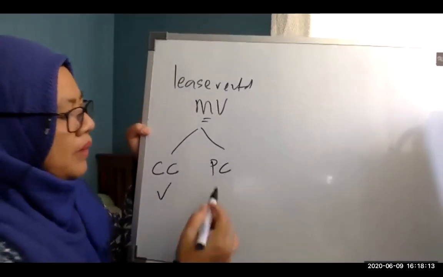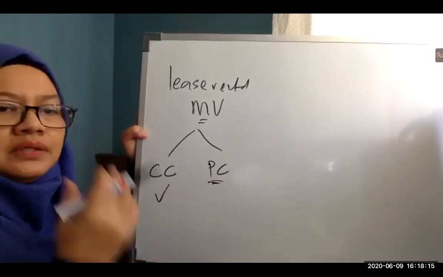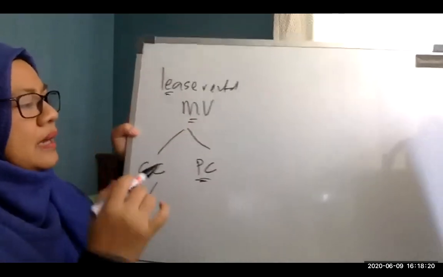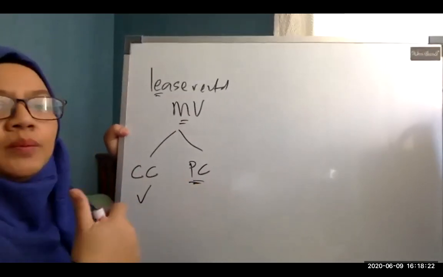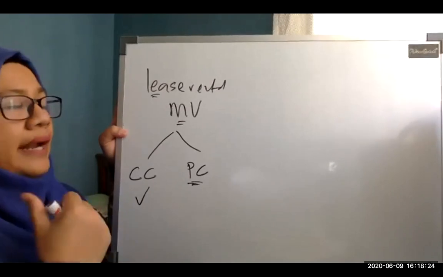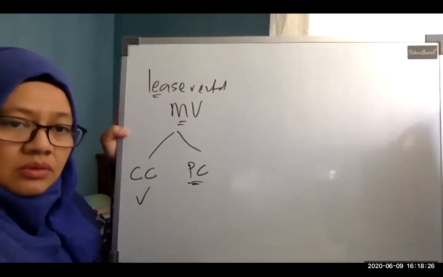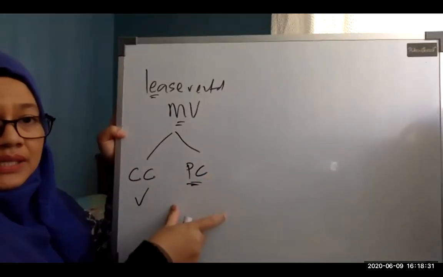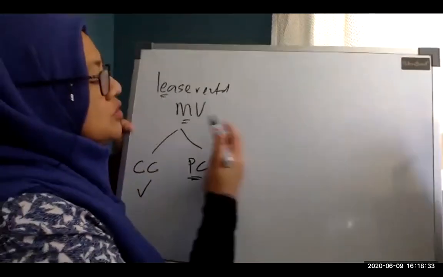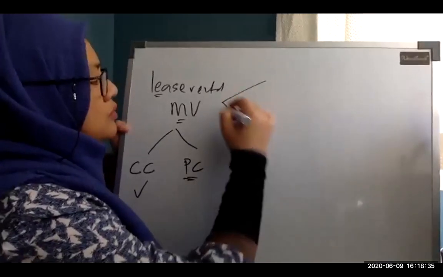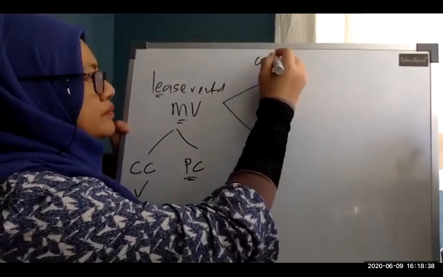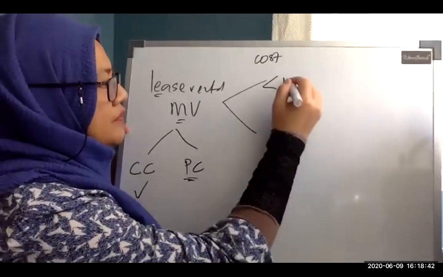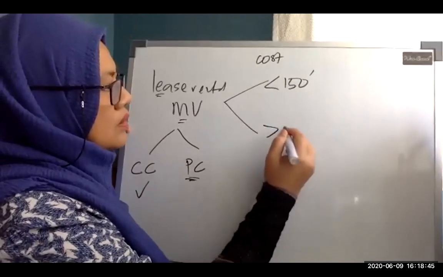But when you talk about passenger car, you refer to car lease rental lah, right? The company pays for lease rental on the passenger car. Normally it's for the top management, directors of the company, managers of the company. So the company lease a car or motor vehicle for your uses, and of course it's for business purpose lah. So talking about passenger car ni, you have to look at the cost of the motor vehicle, whether it's less than 150,000 or more than 150,000.